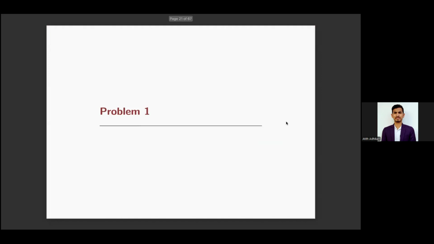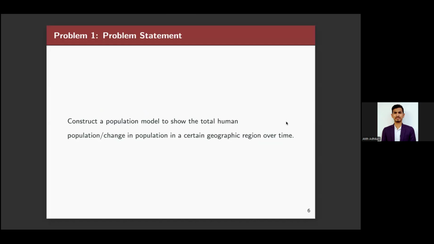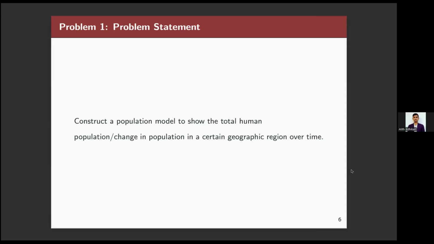So now I'll introduce the first problem. The first problem is rather simple. I think you have all heard of a population model. This problem asks us to construct a population model to show the total human population or change in population of a certain geographic region over time. I'll leave you maybe about 1 minute to think about this by yourself. And if you have any ideas, you can send them in the group chat.